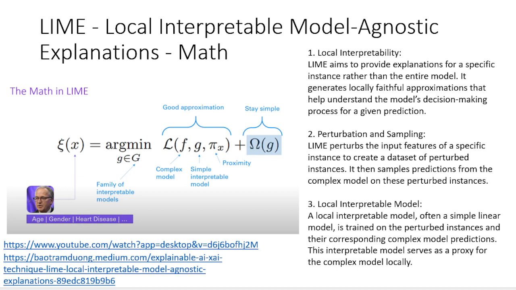Finally, number 3, local interpretable model. A local interpretable model, often a simple linear model, is trained on the perturbed instances and their corresponding complex model predictions. This interpretable model serves as a proxy for the complex model locally.